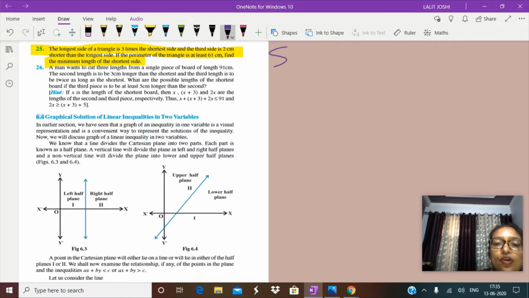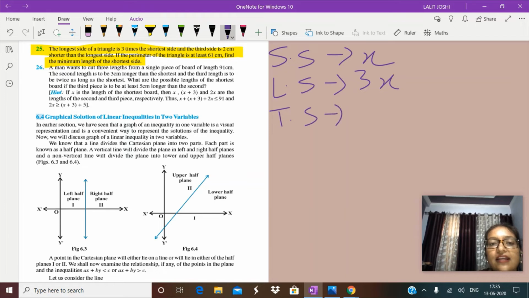So what we will say? We will say let the shortest side be x. So you can write let the shortest side be x. Now the longest side, the question says, is 3 times the shortest side. So it will be 3x. The third side, it says, is 2 centimeters shorter than the longest side. So it is shorter, it means we have to subtract so that we get the third side. So this is what the question says.